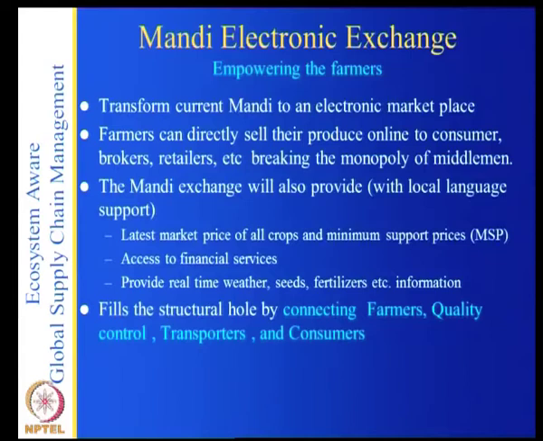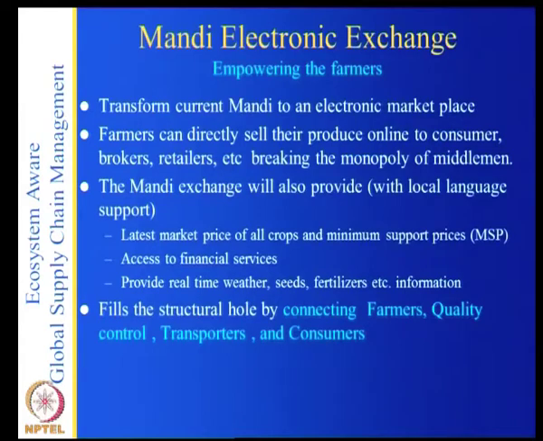So if this is done, currently there is a Mandi, there is an infrastructure that's available, but the only thing is it is just used as a meeting place. So I think it requires some effort to connect this Mandi into an electronic exchange, where people can connect, and it will be to the benefit of the farmers.